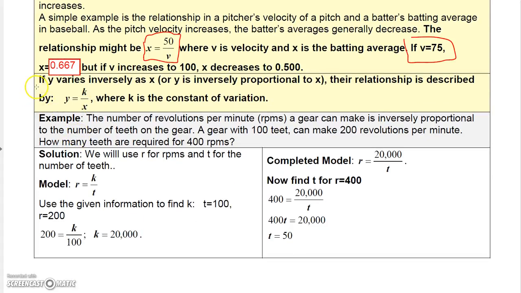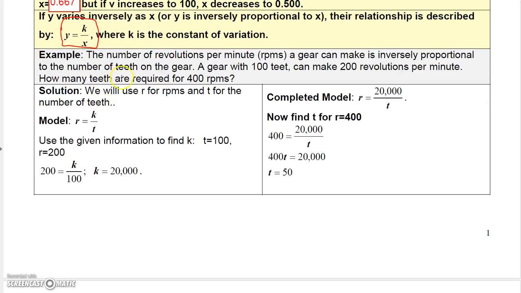So now, if Y varies inversely as X, or Y is inversely proportional to X, we say the relationship is described as Y equals K over X, where K is the constant of variation. So here's an example of that one. The number of revolutions per minute a gear can make is inversely proportional to the number of teeth on the gear. A gear with 100 teeth can make 200 revolutions per minute. How many teeth are required for 400 revolutions per minute?